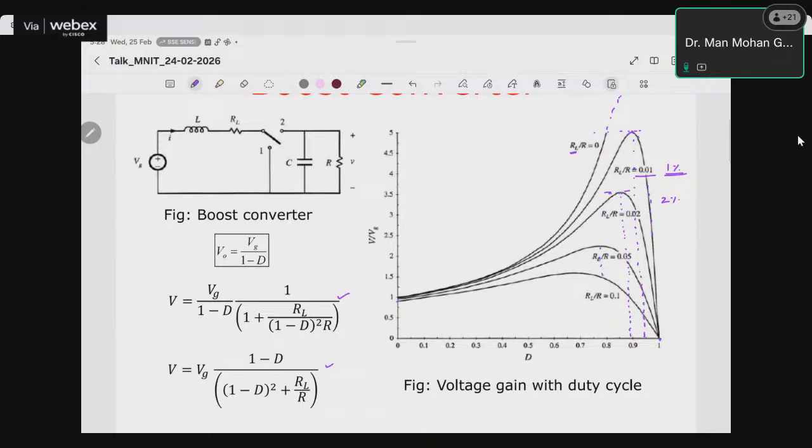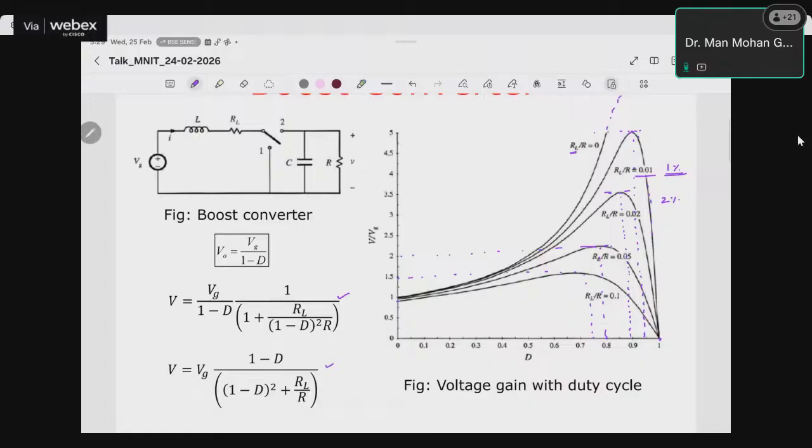And as this RL by R keeps on increasing, the output voltage gain keeps on reducing. This is the reason the output voltage cannot be whatever we want from a boost converter, because a practical boost converter has non-idealities. Sometimes in experiments we change the duty cycle and expect that in a boost converter the output should increase as we increase the duty cycle. It increases, but then as we keep increasing the duty cycle, suddenly it starts decreasing. Theory says that as duty cycle increases, output voltage should increase, but rather it is decreasing.